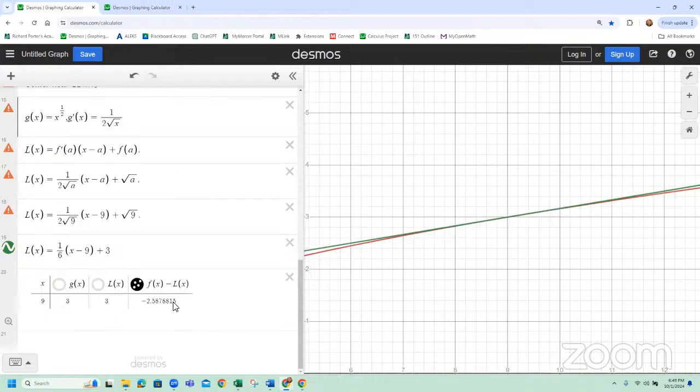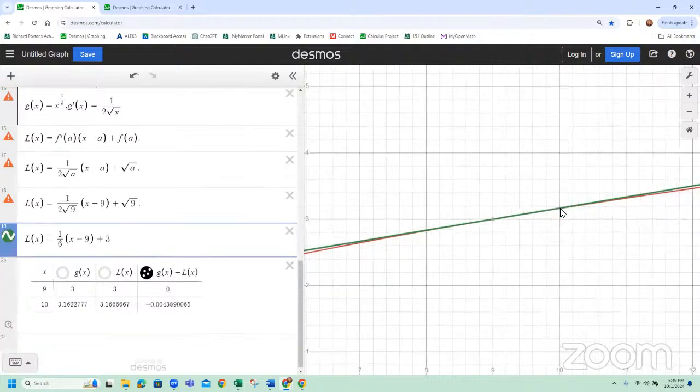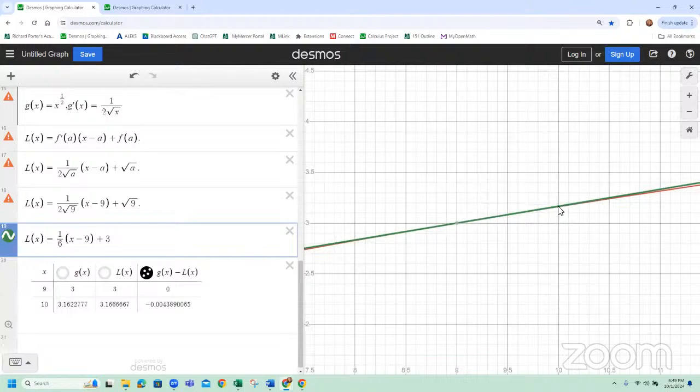And the difference for g of x at 9 is 0. There's no difference. Now let's take a look at 10. The exact square root of 10 is 3.1627777. The local linear approximation is 3.1666666. They're off by 4 thousandths, so they're really close. At 10, they're virtually the same. I can't even tell which is which.